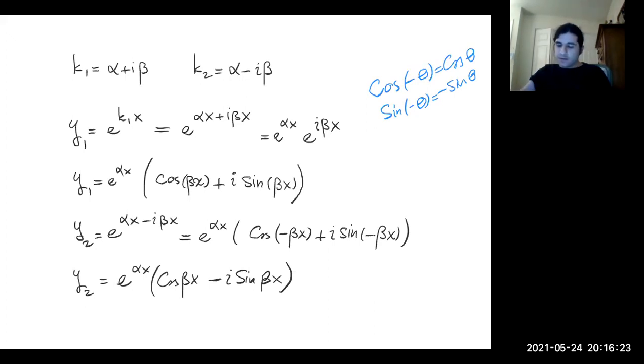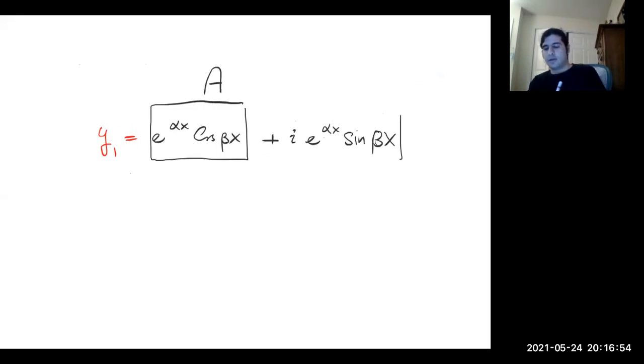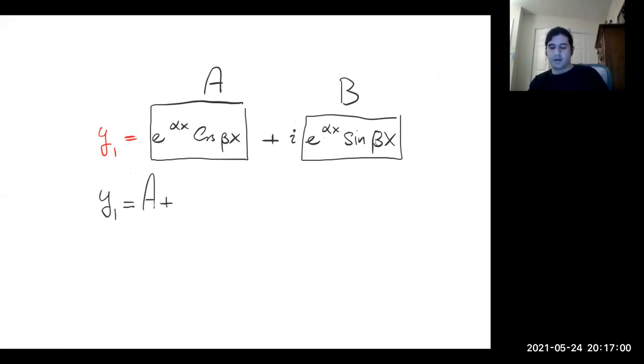Now, let's focus on just one of them. Let's just look at this one, for example. This is one solution for the equation, right? So y1, which is equal to e to the alpha x cosine of beta x plus I e to the alpha x sine of beta x, is a solution for the equation. Now let's call this one A, let's call this one B. Therefore, we have a solution of the form A plus IB, where A and B are real, but y1 is a complex one.